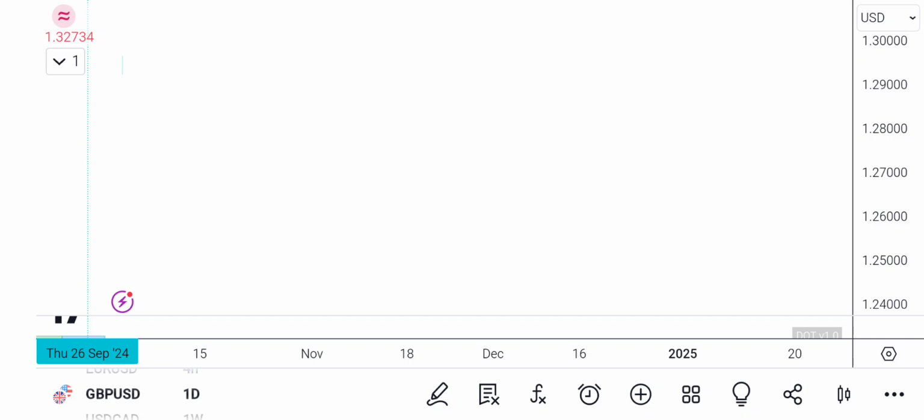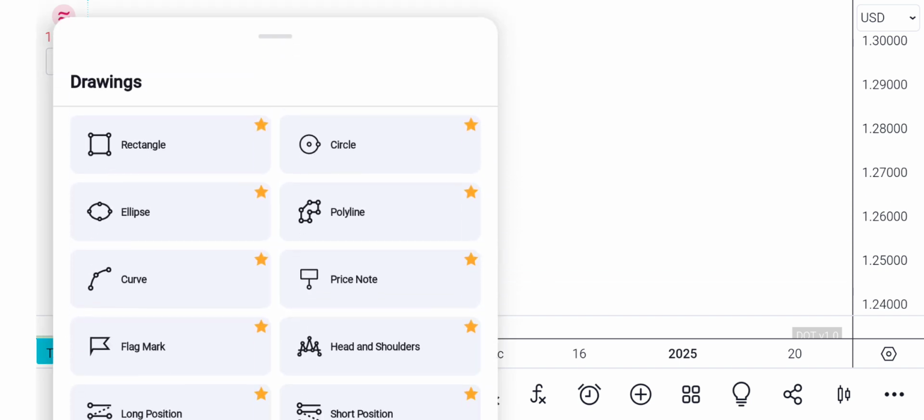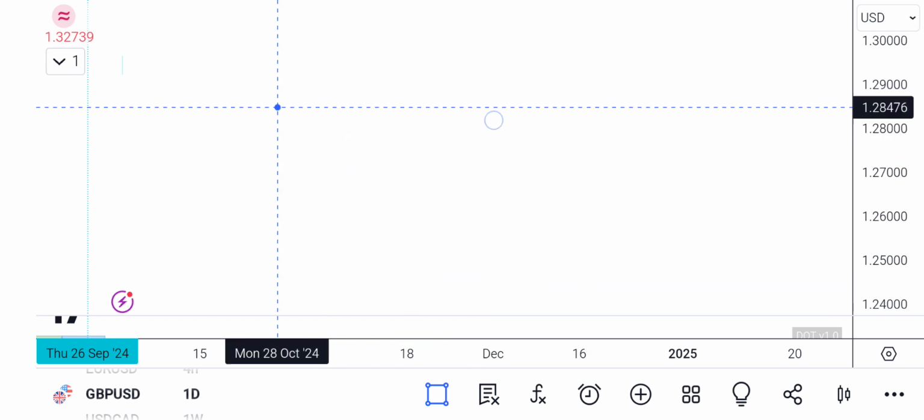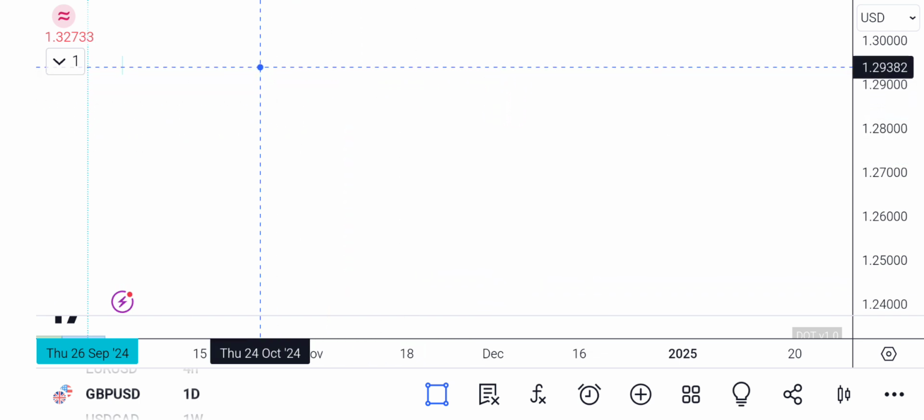Today, we are going to look at the third category of the PD array matrix, which is the liquidity void. We have already studied two categories: the mitigation block, bullish and bearish, and the breaker block, bullish and bearish. Today, we are going to look at what a liquidity void is. A liquidity void, just like from its name, is a void that is formed in price action. Voids are simply gaps or emptiness.